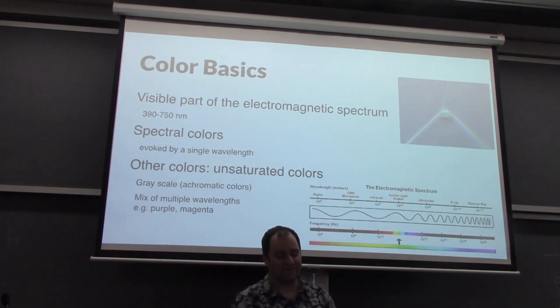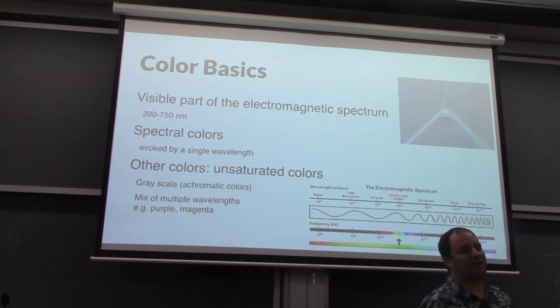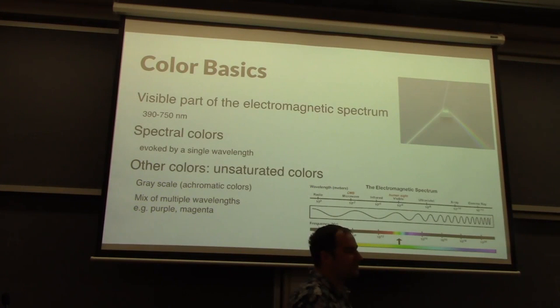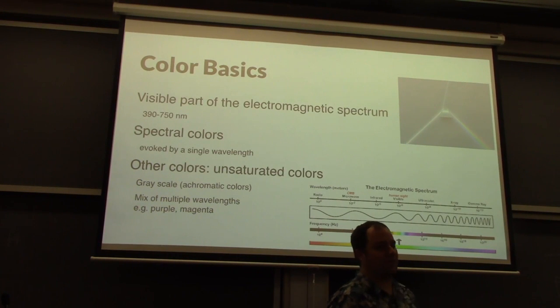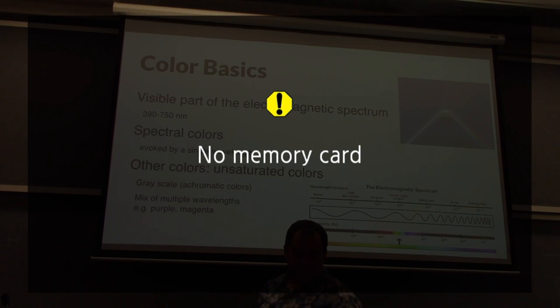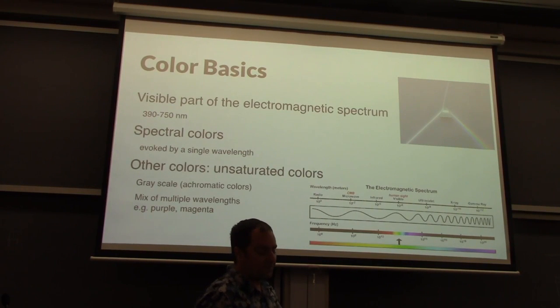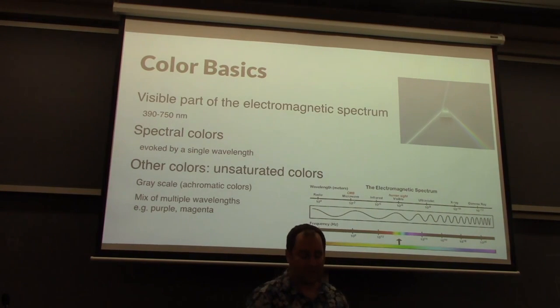Okay, great. So we will be talking a lot about color, because color is one of the most important things in visualization, and also the easiest. And in the future lectures, we'll be talking about how to properly use color to encode data. So what is color? It's the visible part of the electromagnetic spectrum. It's between 390 and 750 nanometers wavelength.